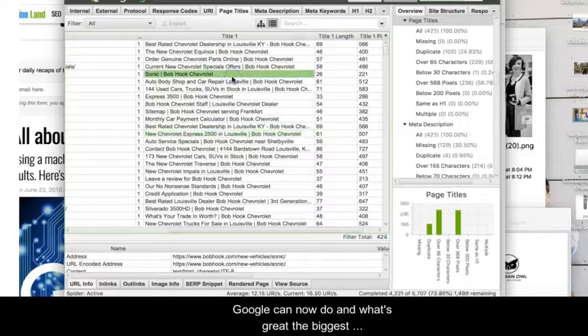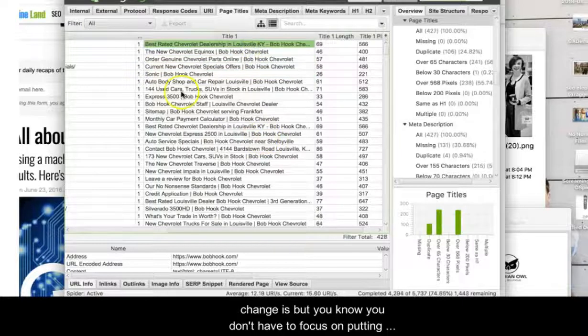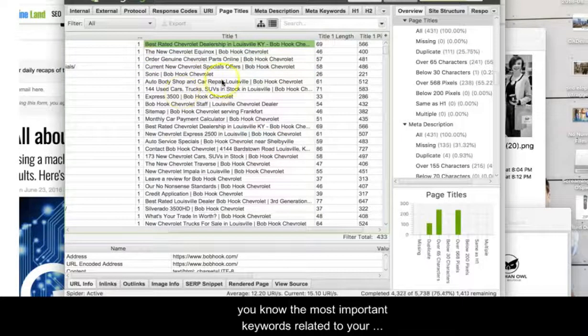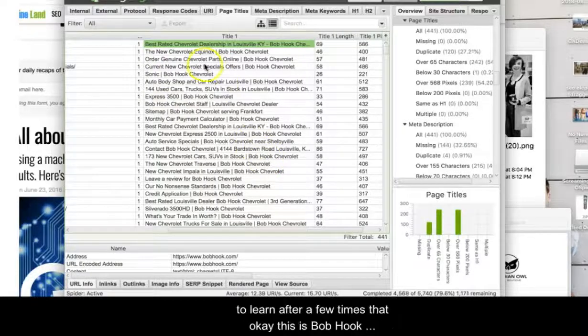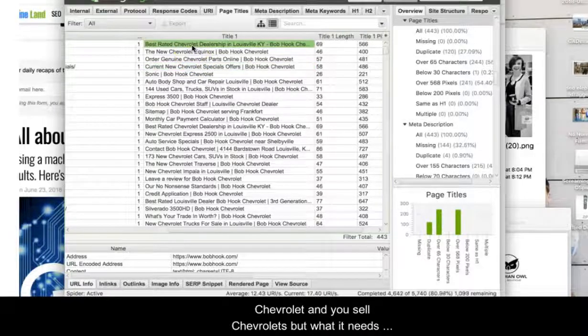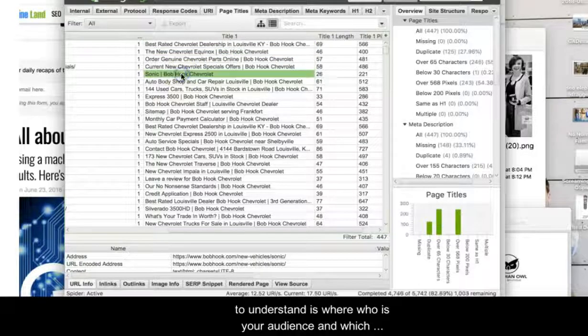And what's great is the biggest change is you don't have to focus on putting the most important keywords related to your business on here, because Google gets that. They understand now. Again, it's artificial intelligence. It's going to learn after a few times that, okay, this is Bob Hook Chevrolet and you sell Chevrolets. But what it needs to understand is who is your audience and which consumer do I show your Sonic to?